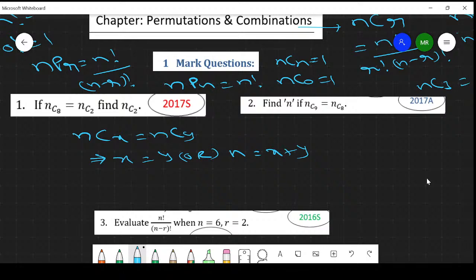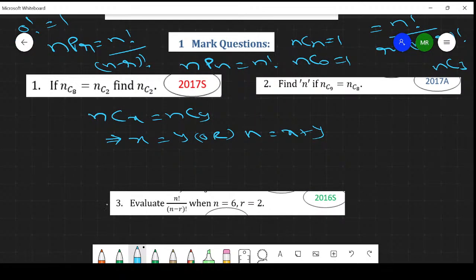Now using this concept, I will solve question number 1. Easily you can solve it. You can see here nC8 equal to nC2. Find n, because both bases are given. You can observe here that 8 and 2 are clearly not equal. That means I can write n is equal to 8 plus 2, which is 10. Your answer is 10.